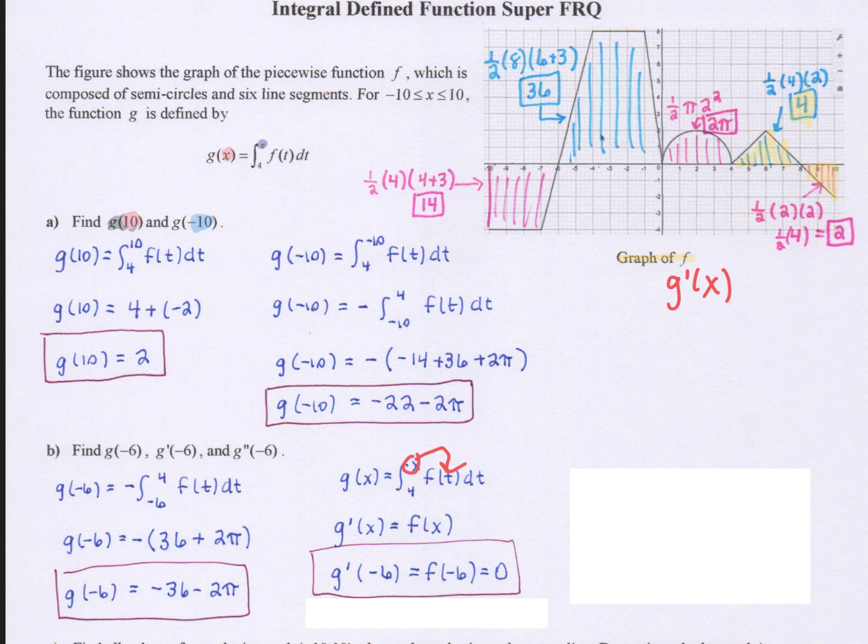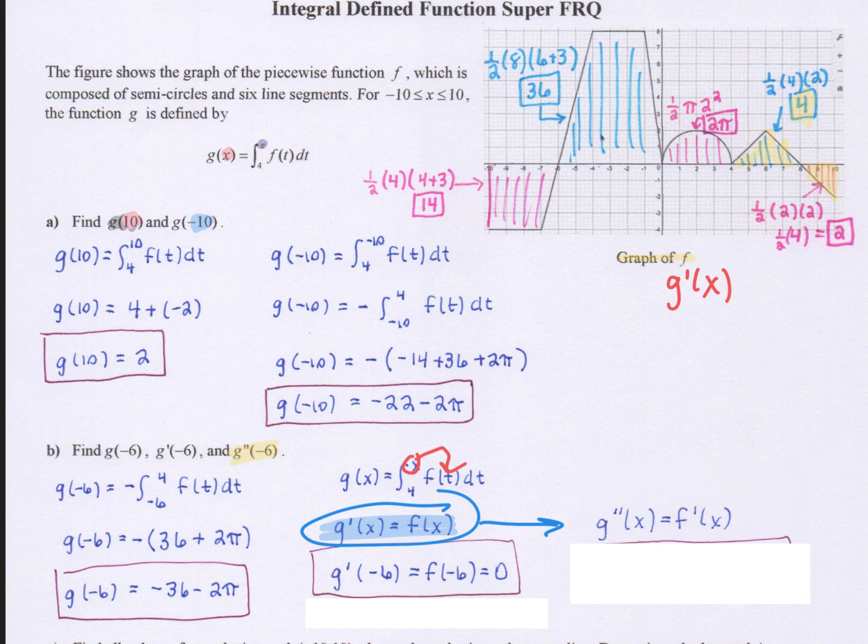And I can see that on this graph at negative 6, my value is 0. It is critical that you establish this relationship that says g prime of x equals f of x and write it on your paper. The next part of the question is asking me for g double prime of negative 6. So starting at this relationship here, I'm just going to go one more derivative out.